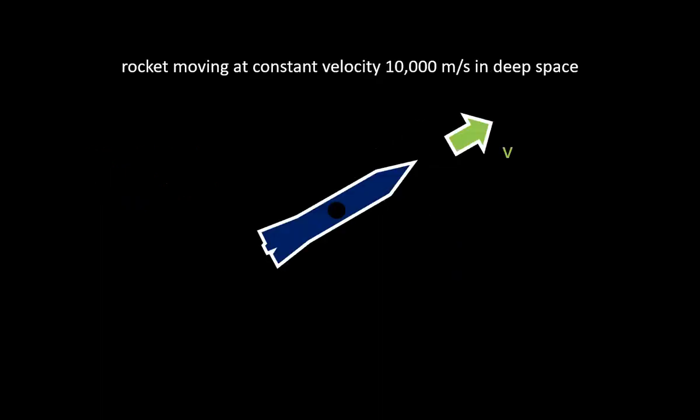The density of the air matters. Okay, here's a good challenge right here. A rocket moving at constant velocity, 10,000 meters per second, in deep space. Screaming through space at constant velocity, 10,000 meters per second. Actually, I guess that wouldn't make a sound, it's in space. What are the forces on that guy?